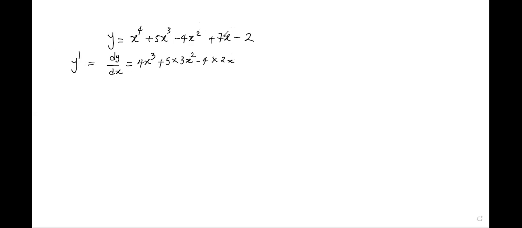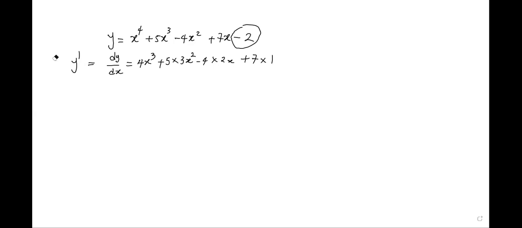Similarly, when it comes to this one, plus 7x, when I was solving for x, all I got was 1. So this is 7 multiplied by 1. But when you're differentiating a constant in calculus, it is equal to 0. So this is plus 0. When you're differentiating a constant, it's just 0.